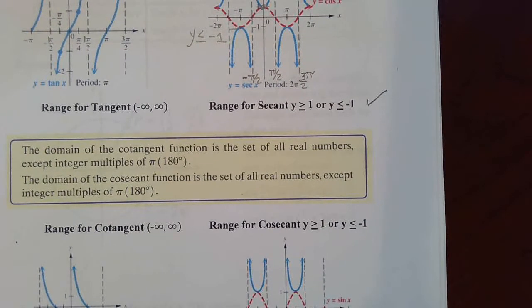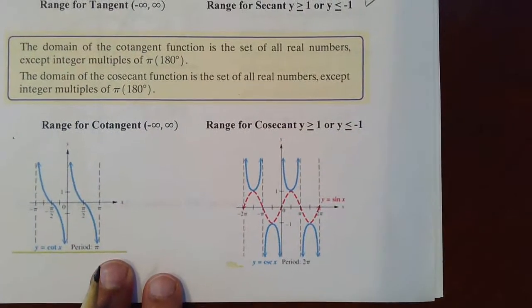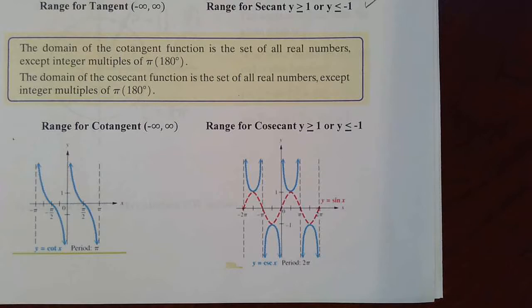Okay, then next we have the cotangent and the cosecant graph. The first 2 pages are just all pictures of each of the graphs and everything, and reacquainting you with what domain and range is so that you can talk about these graphs.